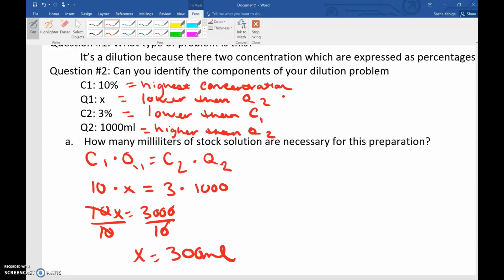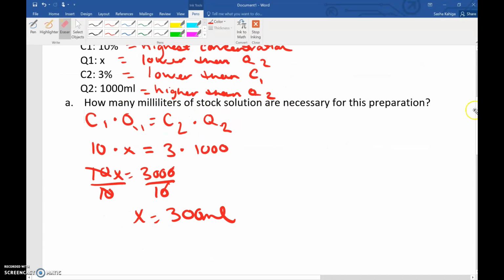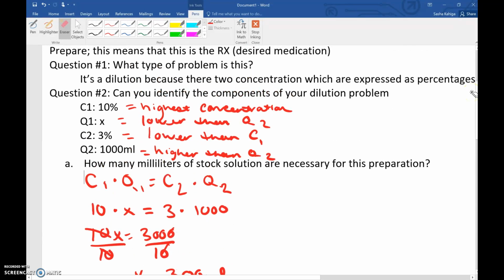Your C2, which is your desired concentration, is always going to be lower than your C1. That makes sense because the definition of a dilution is that you are to dilute a stock medication and lower its strength.